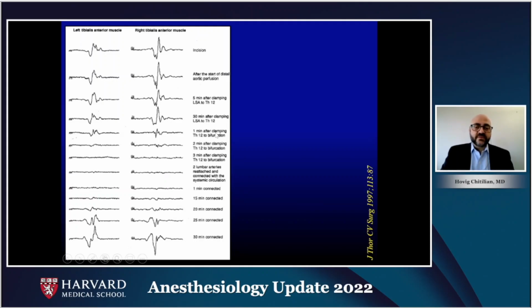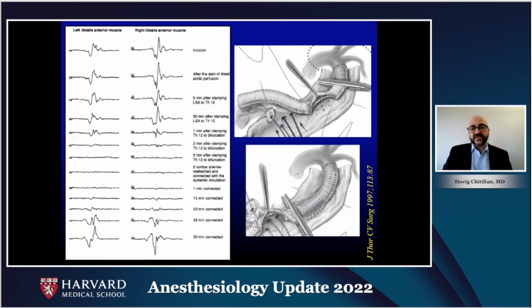Once the clamp is moved, the proximal anastomosis is complete. Now there's a clamp from the T12 level to the bifurcation. You see degradation in the amplitude of the signal. 2 minutes, further degradation. 3 minutes, the signal is pretty much gone. At this point, to address this change, 2 lumbar arteries are reattached and connected with systemic circulation.